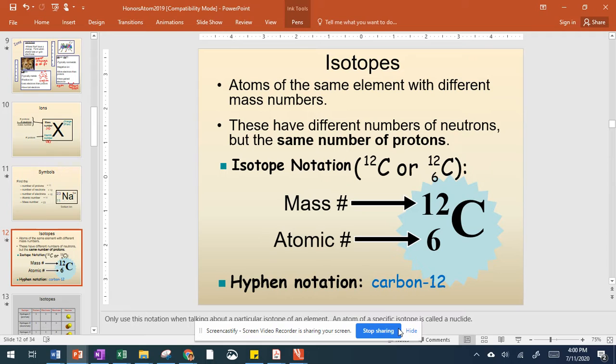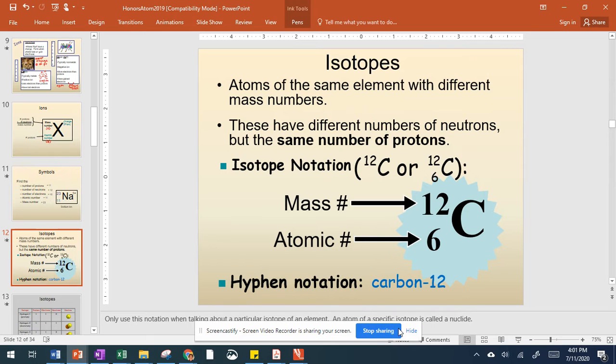So there's a few different ways these can be indicated. One is with isotope notation, which I show you here. The mass number, the A, is to the upper left-hand corner of the element symbol. And you may or may not see the atomic number listed, because remember, the atomic number is the number of protons, and that will never change. So that will always be the same number as we see on our periodic table.